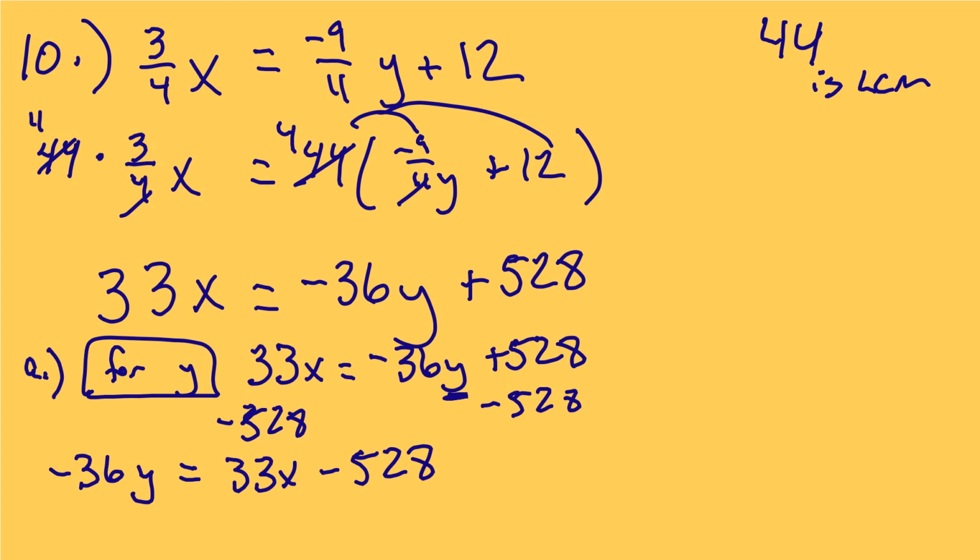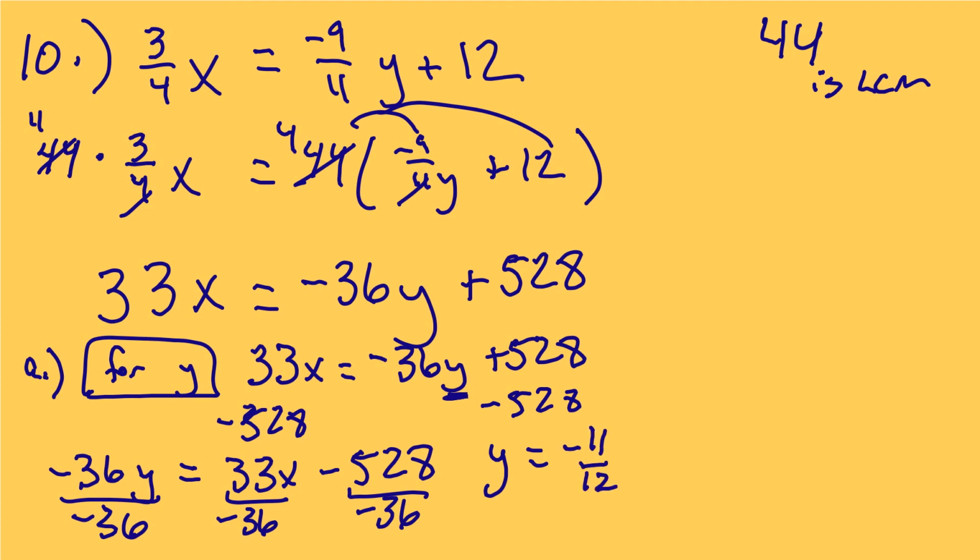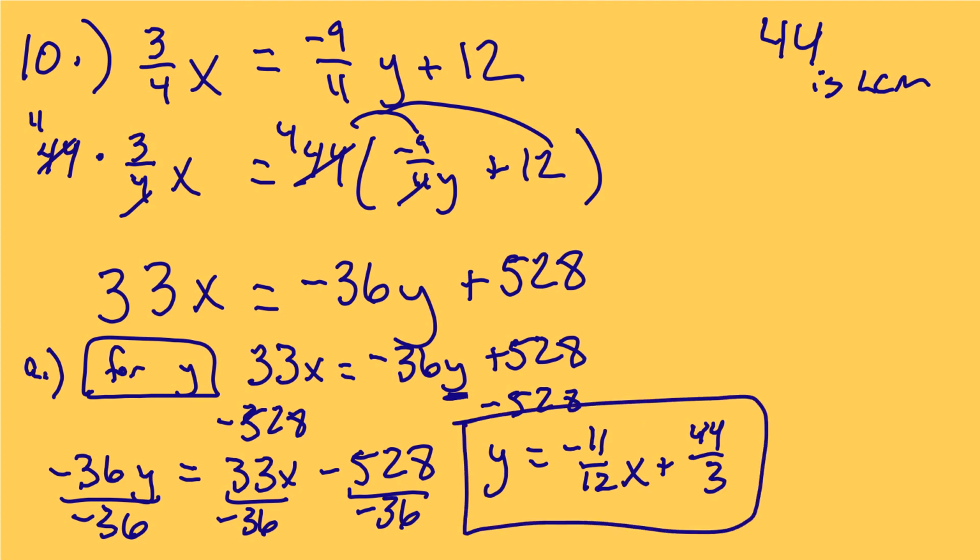Now I'm going to divide everything by negative 36. So I end up with y equals 33 over negative 36. They're both divisible by 3. I get negative 11/12. Okay? Negative 528 over negative 36. And if I look at 528 and 36, 12 goes into both of them. So it becomes just 44 thirds. Right? Negative over negative made a positive. All right?